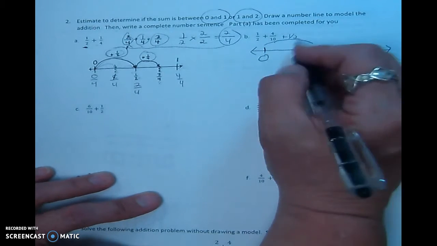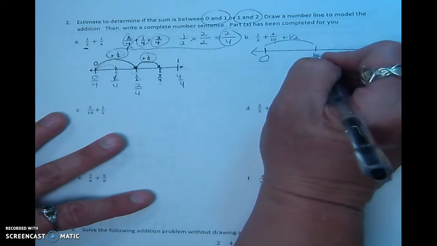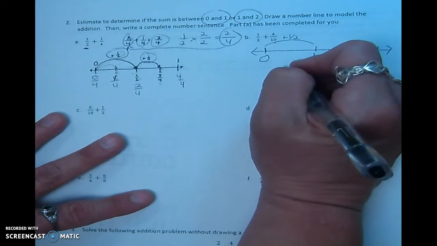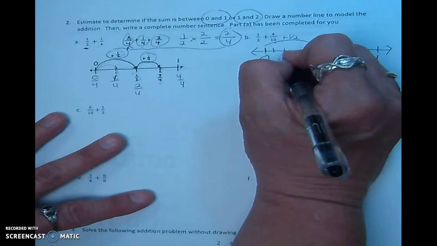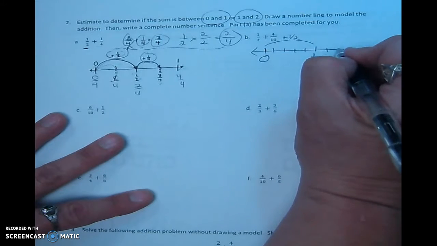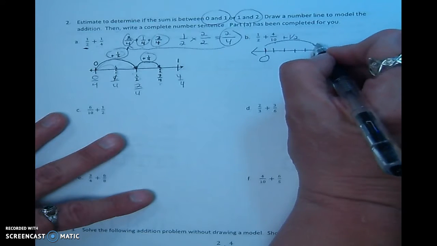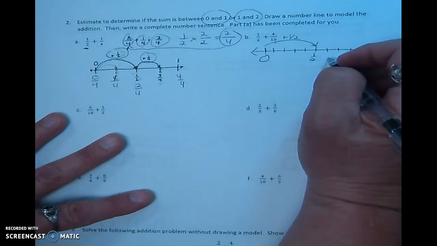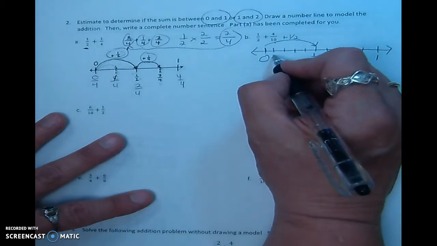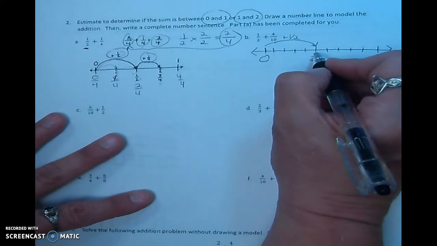So first, we're going to add 1/2 to 0. Now we need to break it up into tenths. So if I break each section into 5, that would be 10 spots. So 1, 2, 3, 4, 1, 2, 3, 4. Okay, so if I go to 1/2, now I have to add 4/10. Well, this is 1/10, 2/10, 3/10, 4/10, 5/10.